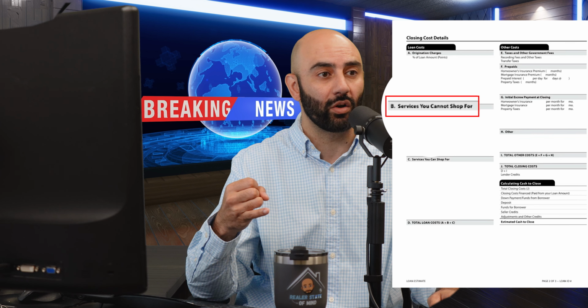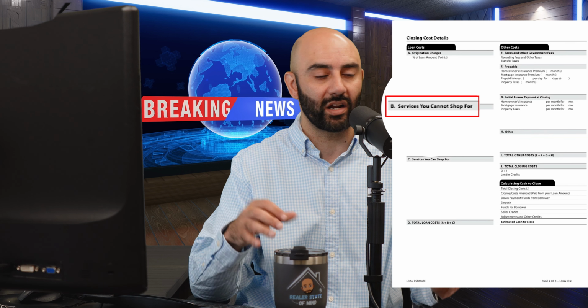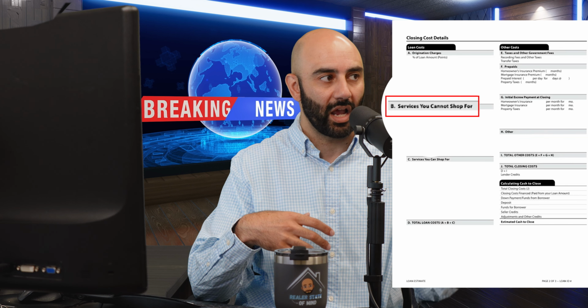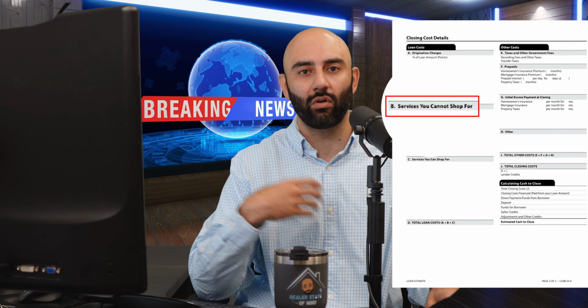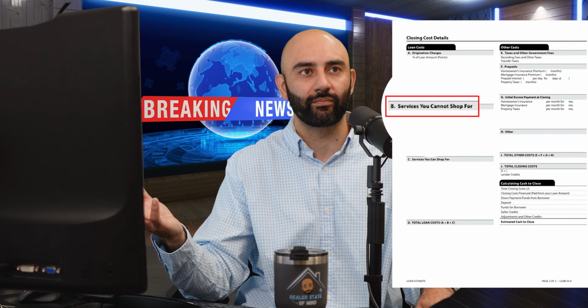If you're getting a VA loan or an FHA loan, FHA loans have something called MIP, mortgage insurance premium, and VA loans call it a funding fee. It's the same idea. It's a fee added to the back end of your loan to support the government program. You can't shop for that, and they're non-negotiable. That's why they're in that section.